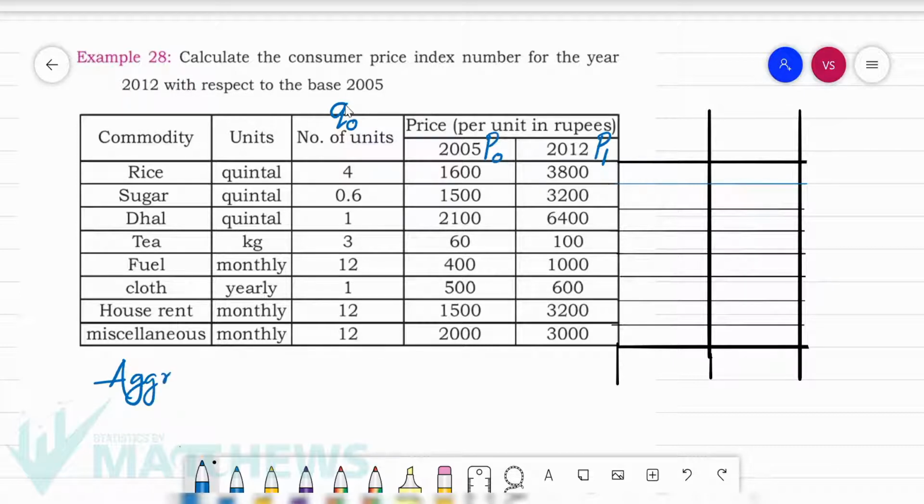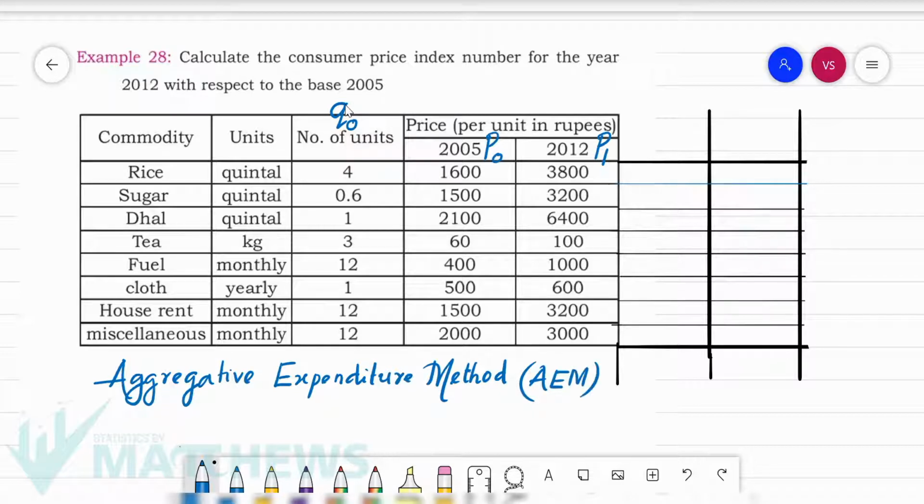The aggregative expenditure method formula, which I'll write as aggregative expenditure method, or we can call it AEM. So what is the formula for it? It is given by P01 is equal to summation P1 Q naught divided by summation P naught Q naught into 100. So this is the formula that we have.